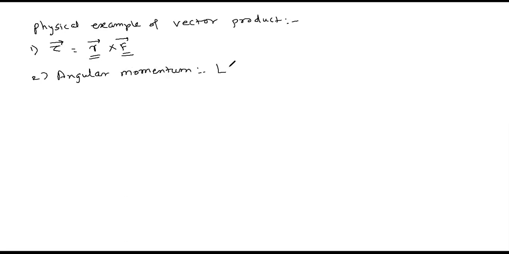It is given by vector L. So I can write here vector L is equal to R cross P. So the angular momentum of the particle is equal to the cross product of the position vector, this is your position vector, and the linear momentum, where this vector P is the linear momentum.